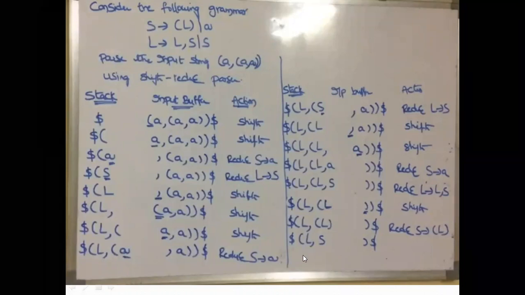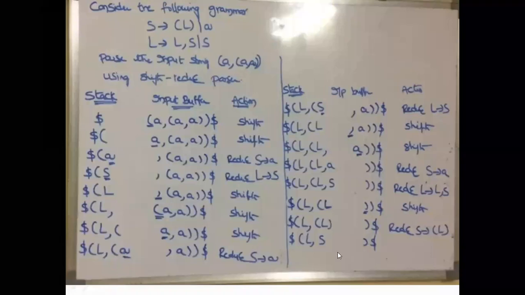So is there any production in the right hand side with open brace L closed brace? Yes, we are having the production with open brace L closed brace. So this is replaced with the left side non-terminal. So finally dollar, and the input buffer having dollar. We are performing the reduce operation, that is S is production with open brace L closed brace.